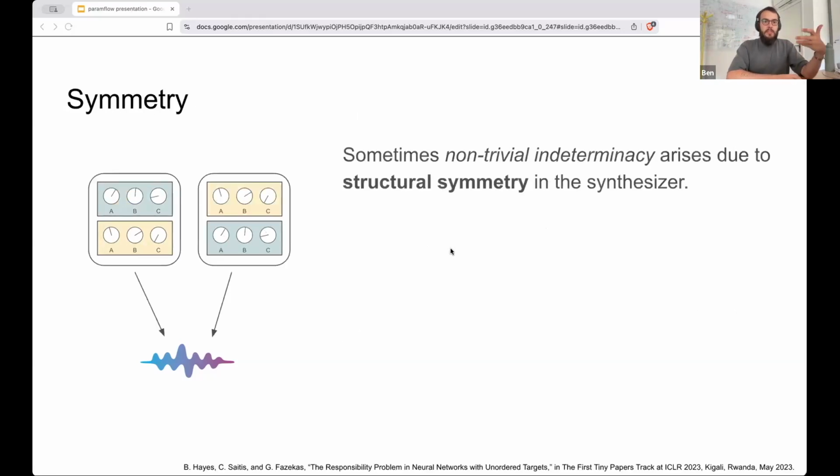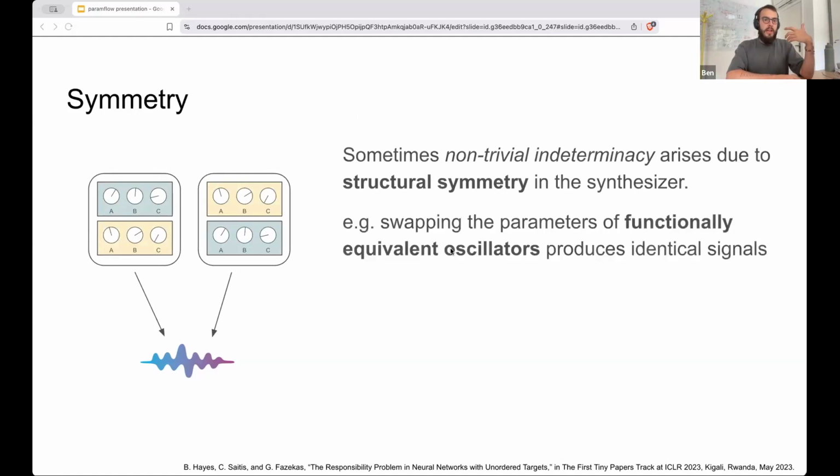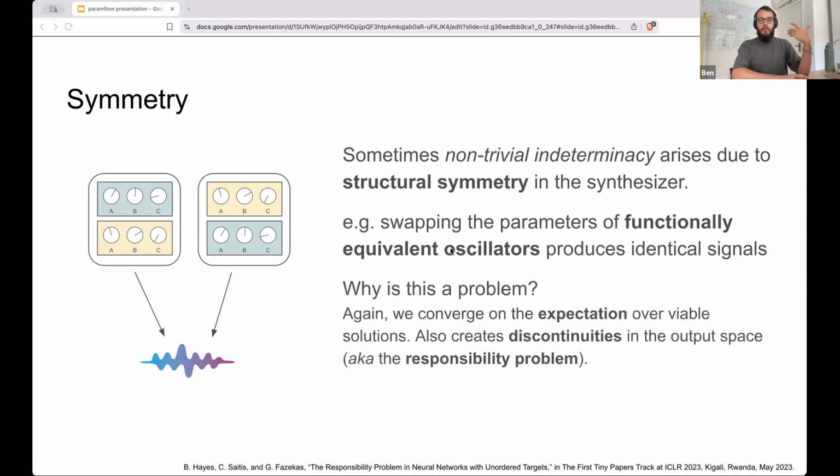And then a special case of this non-trivial indeterminacy arises due to what we might call structural symmetry in the synthesizer. For example, we might have multiple oscillators that do the same thing. So if we swap their parameters around, we're going to get identical signals. Our parameter representation is different, but our signal is the same. And we again face this issue with converging on the expectation. This permutation issue also creates discontinuities in the output space.